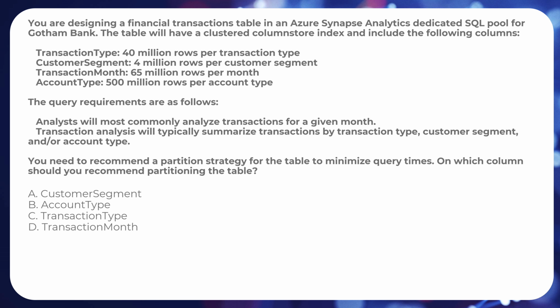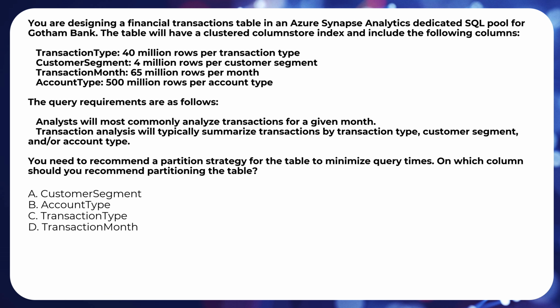You are designing a financial transactions table in an Azure Synapse Analytics dedicated SQL pool for Gotham Bank. The table will have a clustered column store index and include the following columns. Transaction type, 40 million rows per transaction type. Customer segment, 4 million rows per customer segment. Transaction month, 65 million rows per month. Account type, 500 million rows per account type.